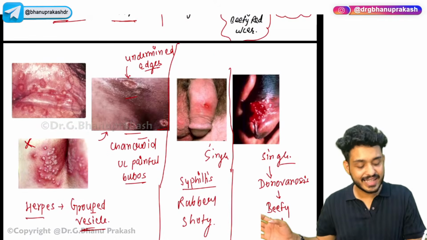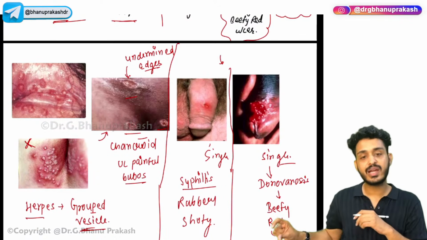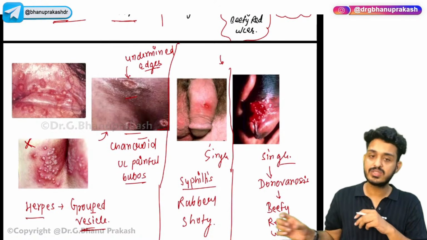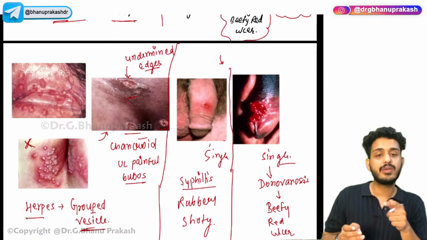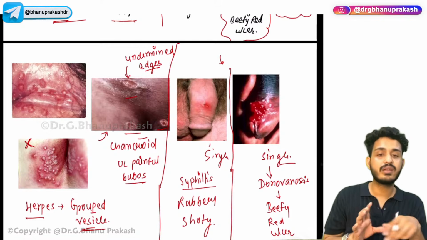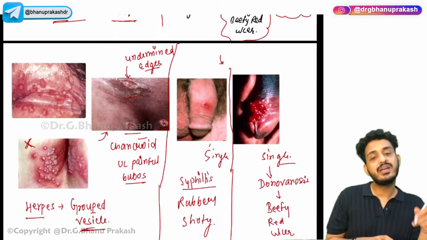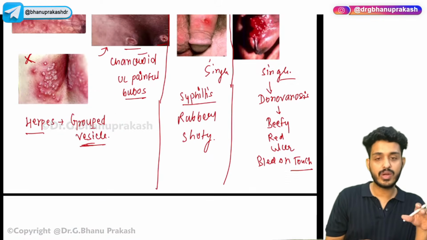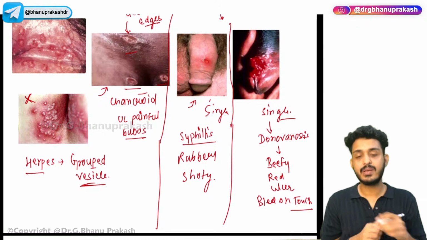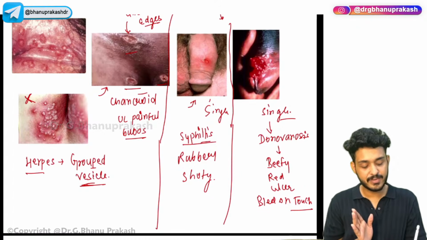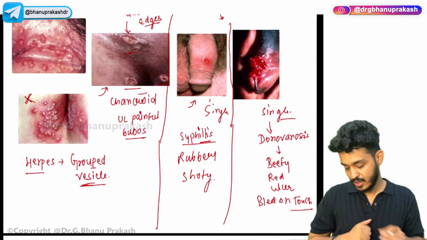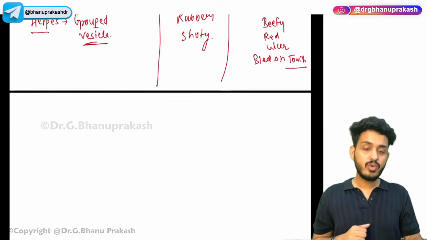Second thing, if he is having single ulcer, I will be looking at the base of the ulcer. If it is bleeding on touch, I would be wearing the gloves and touching, and if it is bleeding on touch, that is a donovanosis ulcer. And syphilis ulcer will be single painless. Syphilis means painless ulcer. This is how you have to remember.